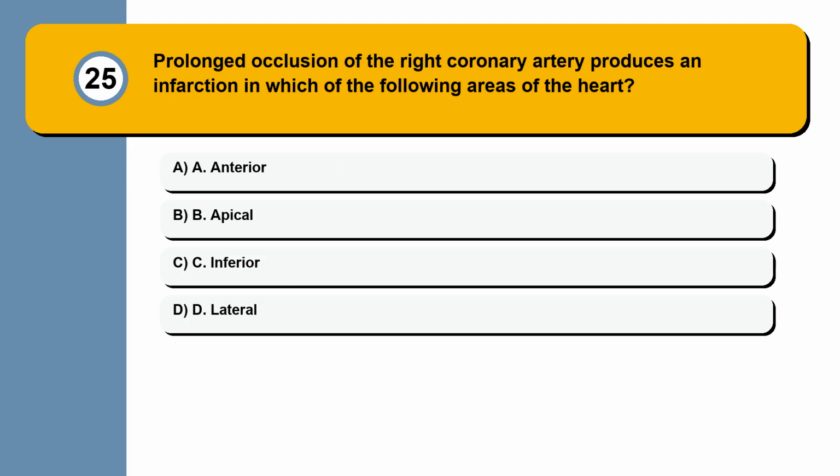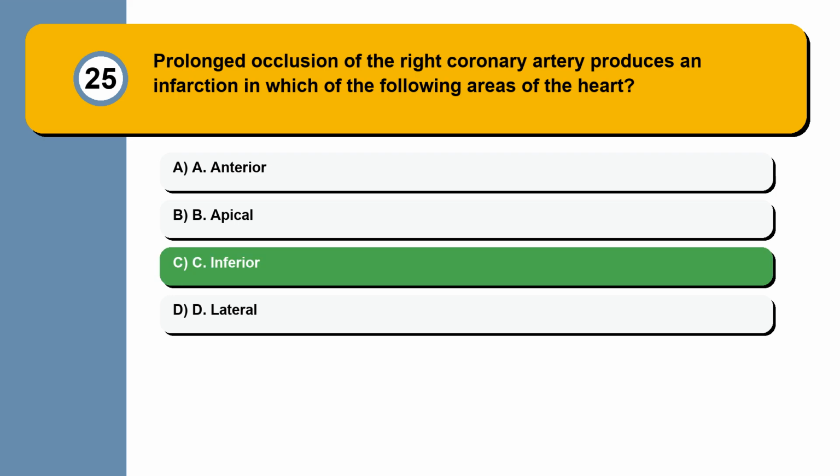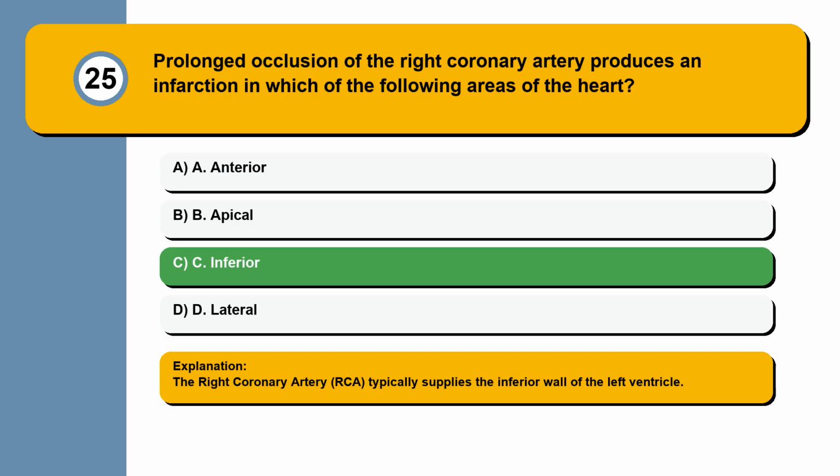Question 25. Prolonged occlusion of the right coronary artery produces an infarction in which of the following areas of the heart? A. Anterior. B. Apical. C. Inferior. D. Lateral. The right coronary artery, RCA, typically supplies the inferior wall of the left ventricle.